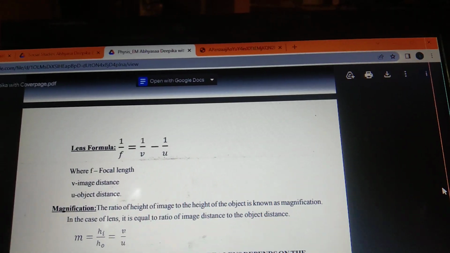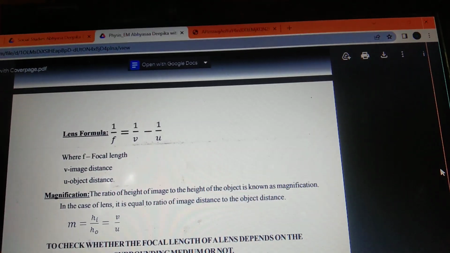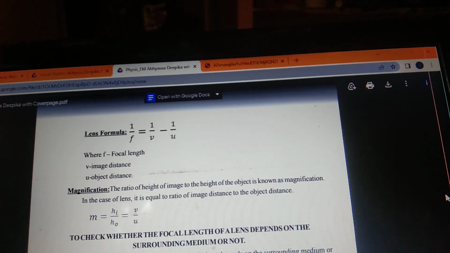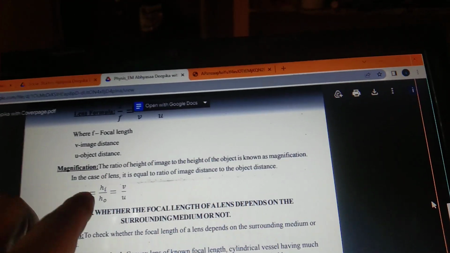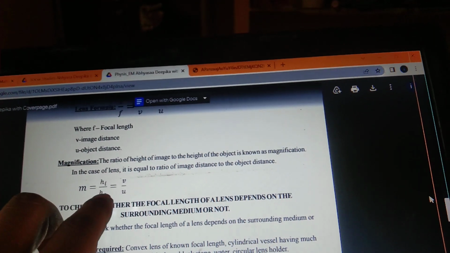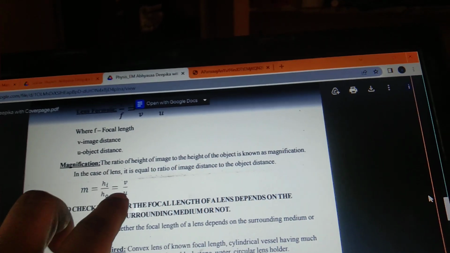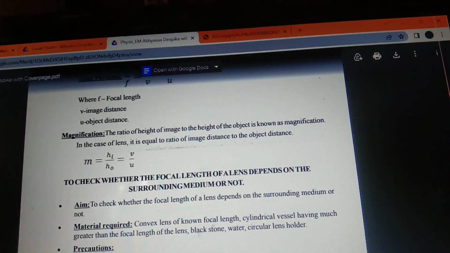The difference between the mirror formula and the lens formula: the mirror formula is 1/f equal to 1/v plus 1/u, but the lens formula is 1/f equal to 1/v minus 1/u. f is focal length, v is image distance, u is object distance. Magnification is the ratio of the height of the image to the height of the object, or the image distance to the object distance with a negative sign. But here we have only a positive sign. Okay.